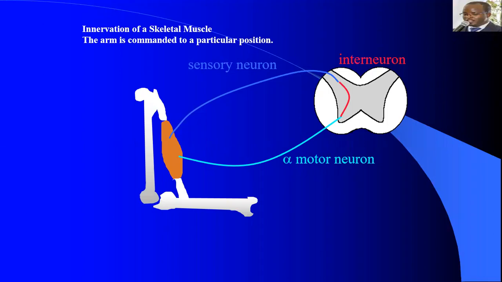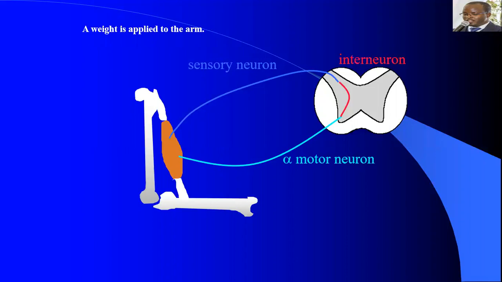Okay, what about the spindle fibers? How can you activate them? So we said if there's stretching of the muscle, they're going to stretch the muscle spindles, and then the sensory information will move to the spinal cord, then back to the muscles for that muscle to contract. So innervation of the skeletal muscle, the arm is commanded to a particular position when it's not stretched.